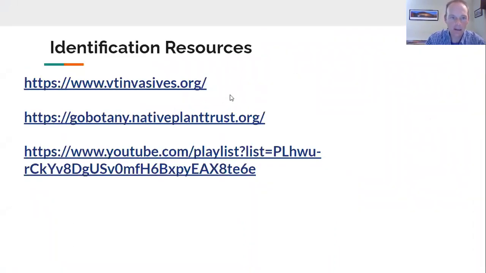And then also Go Botany is a great site. And then the third one here is a link to some YouTube videos that members of the SISMA filmed on a property in Brattleboro that VLT owns, just showing how to identify some of the common woodland invasives. And all of those links are available on the Conservation District webpage if you're looking for them.